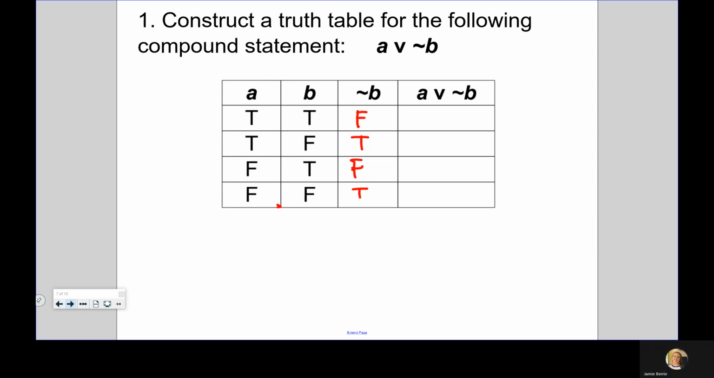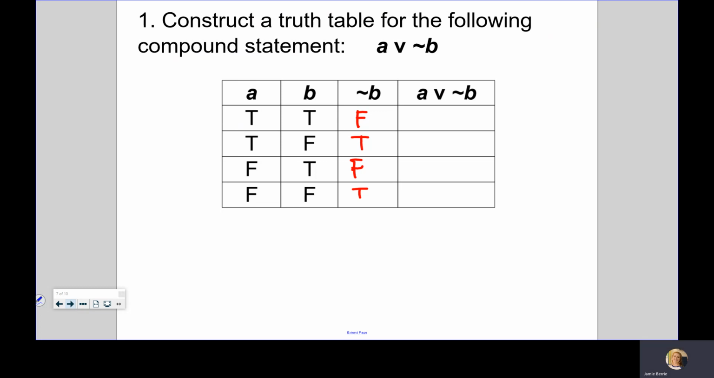Now, look at, you had 8 boxes to fill in. 4 of them are already done, and that was super easy. So even if you blank out on the test, you forget how to do a truth table, at least do the negations, because that's like half the point. So at least do the negations, even if you completely forget how to do truth table.